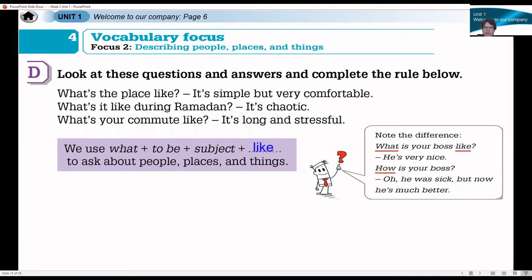All right. So we use what plus to be plus the subject plus like to ask about people, places, and things. What is your boss like? He's very nice. How is your boss? Oh, he was sick, but now he's much better.